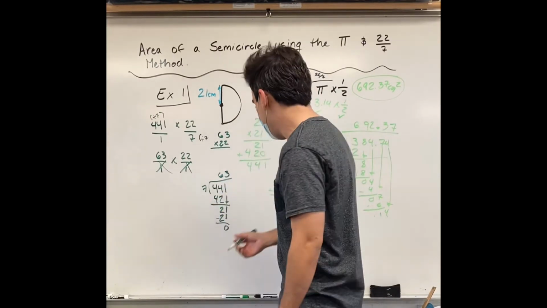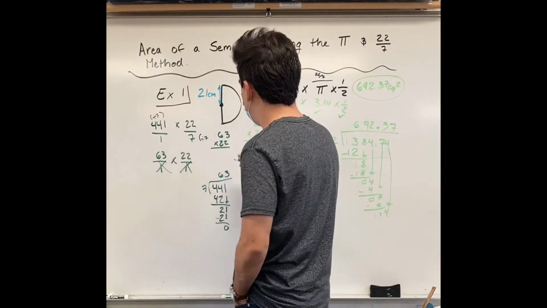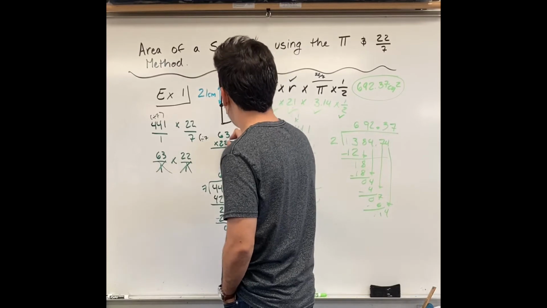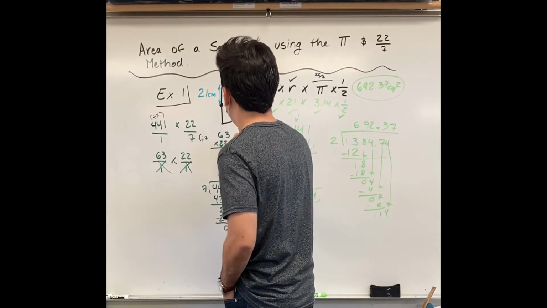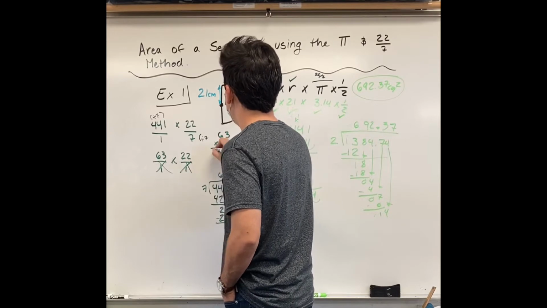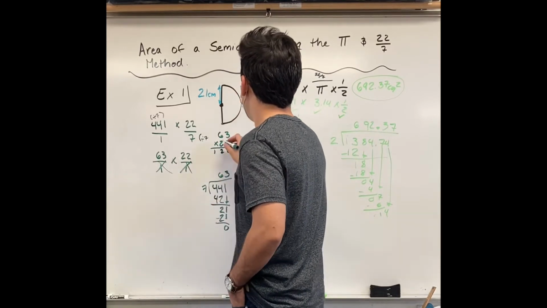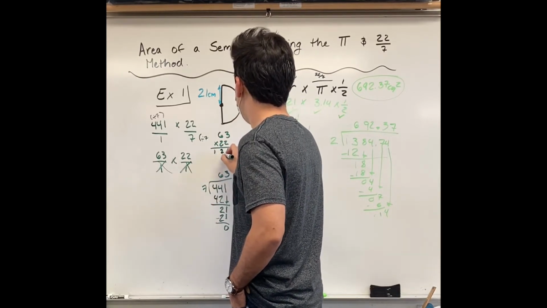We're back to 63 multiplied by 22. 2 times 3 is 6. 2 times 6 is 12. Very good. Now, placeholder and the same thing.